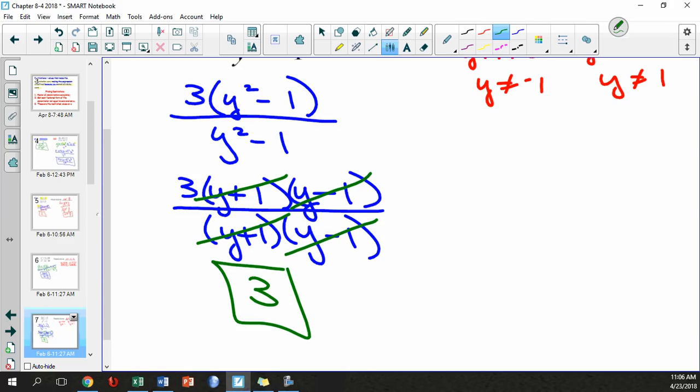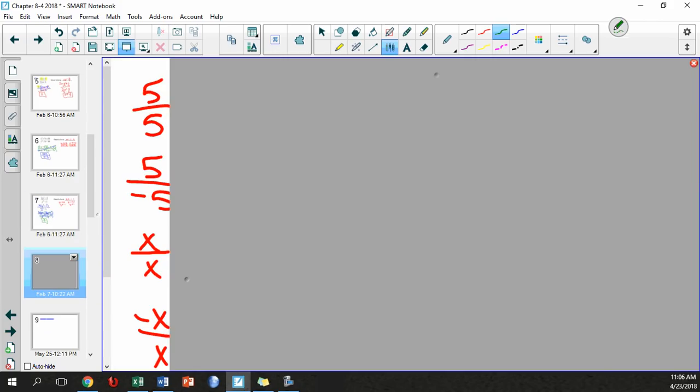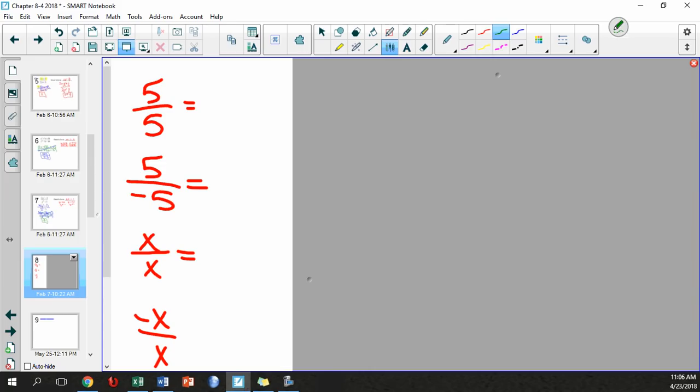Okay, now I threw this slide in here next because this is extremely confusing for most everybody. It's taken me years of teaching to understand where your brains are at. So the very first thing I want your brain to understand is what is 5 divided by 5? 1. So the top is exactly the same as the bottom. Would you agree?